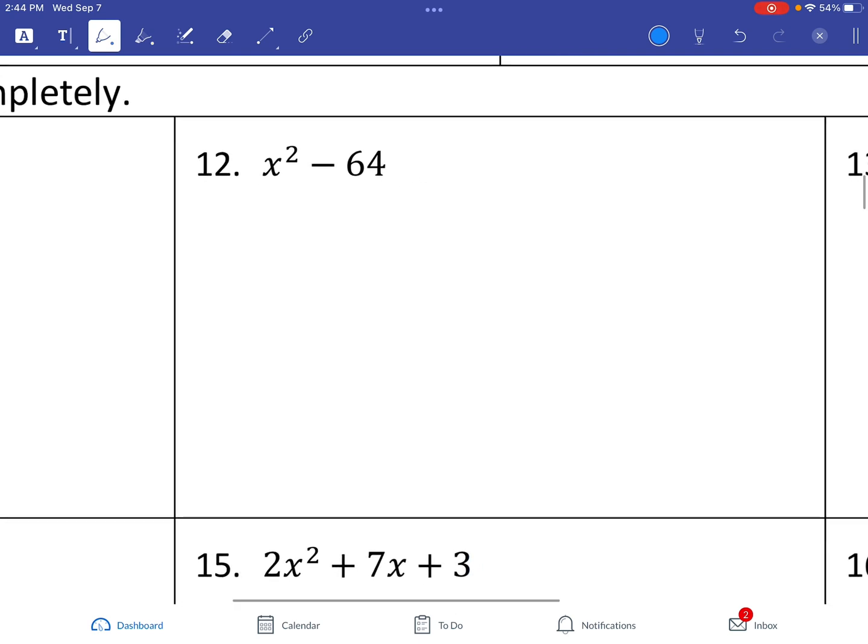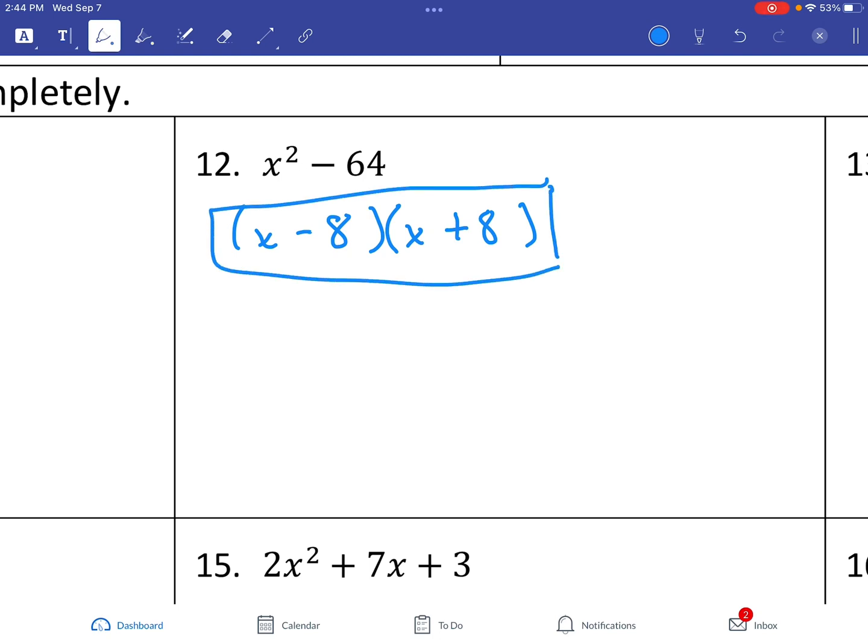Number 12 is the difference of two squares. This problem always gets students. We want to find two numbers that are the same that add up to be 0 but multiply to be negative 64. Negative 8, positive 8. That's it.